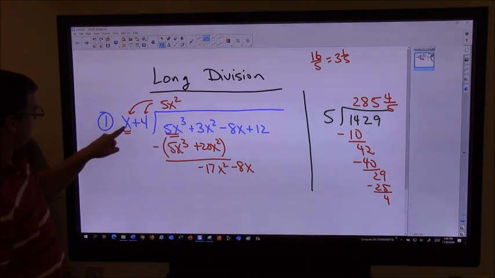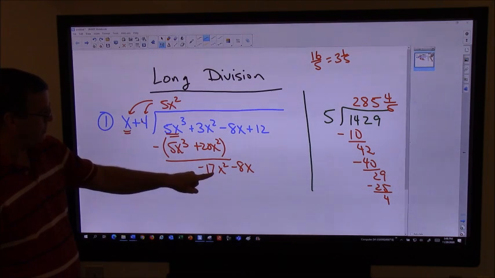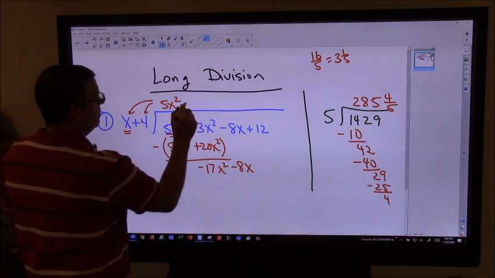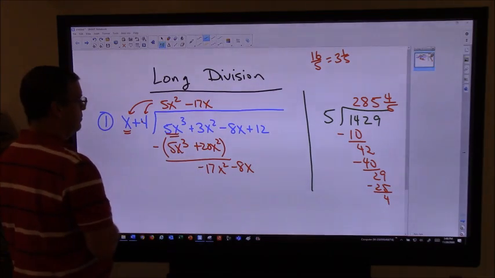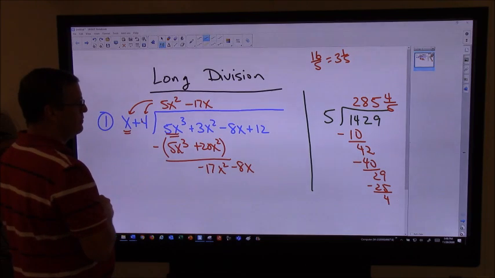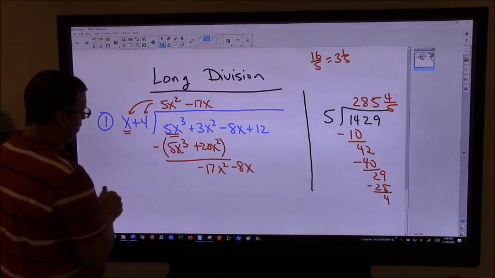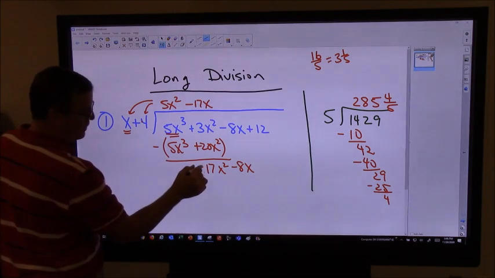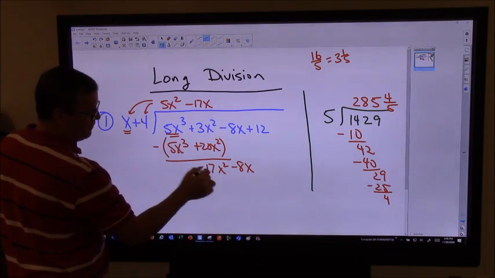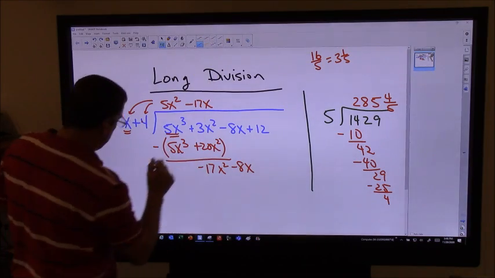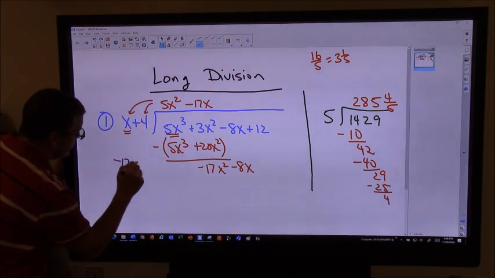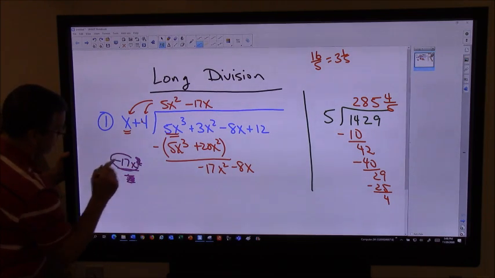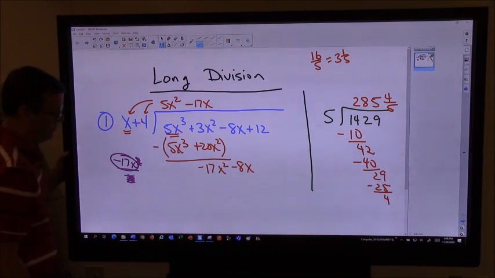So now how many times does x go into that term? Or x times what equals this? Well, a negative 17x. Right? That's how many times x goes into here. When we say how many times does this go into here, what we really mean is a negative 17x squared divided by x. If I just write that in a different color here, negative 17x squared divided by x, this x cancels with one of these, and there's my answer. I'm going to write it right here. Okay?